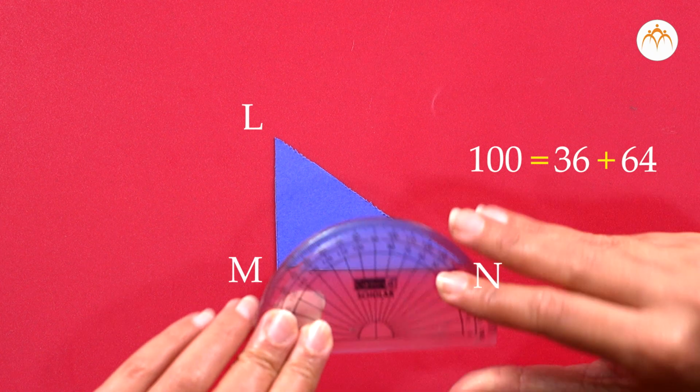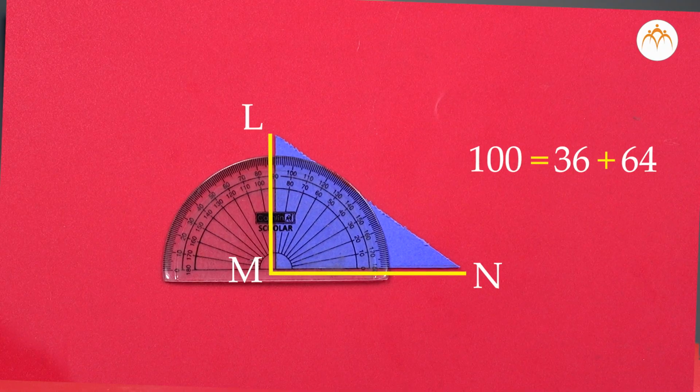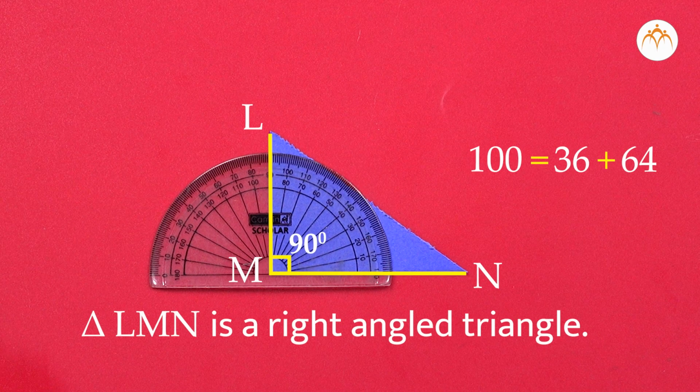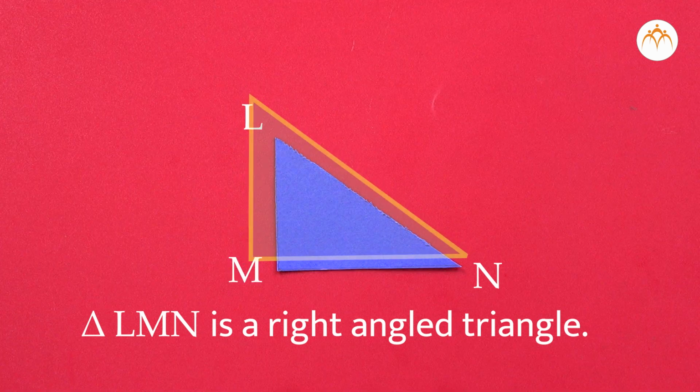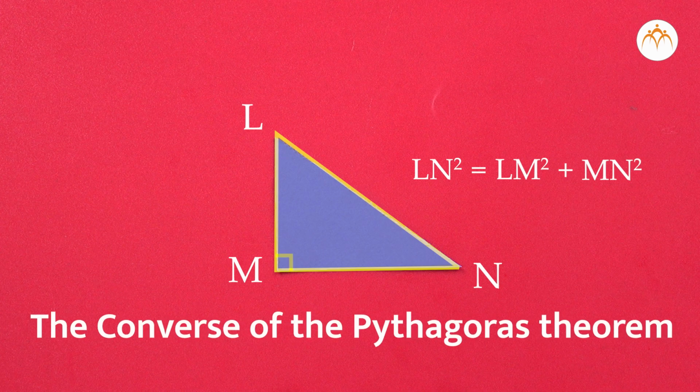Now measure angle LMN. Angle LMN is equal to 90 degrees. Thus, triangle LMN is a right angled triangle. Therefore, we may state that in a triangle, if the square of one side is equal to the sum of the squares of the remaining two sides, the triangle is a right angled triangle. This is the converse of the Pythagoras theorem.